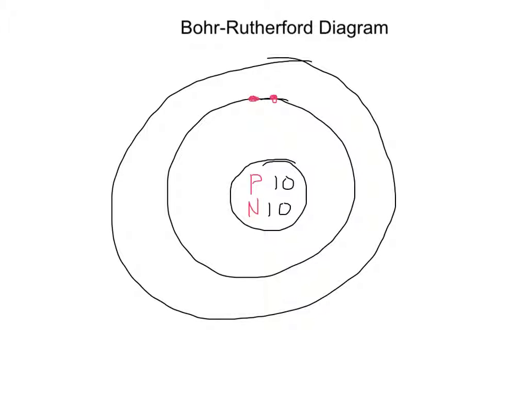The first orbit can hold up to 2 electrons at the top, and then from there you put the next electrons onto the second orbit, and it can hold up to 8, and all the other orbits can hold up to 8. So our first orbit has 2 electrons, and our second orbit would hold the rest, which is 8, and they would go in a clockwise order around the orbit.